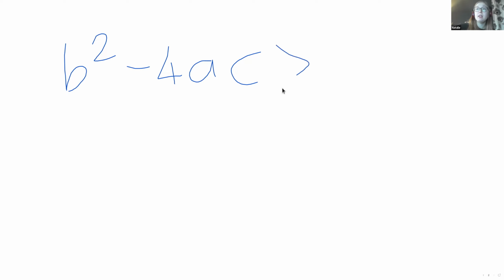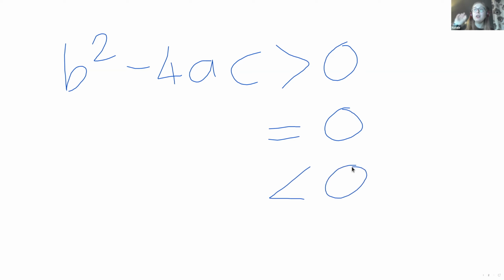So if it is greater than 0, it will have 2 distinct real roots. If it is equal to 0, you will get 1 repeated root. And if it is less than 0, then you have no real roots, which makes sense because you're trying to square root a negative number. And if you are asked to prove that an equation has no real roots, then you need to show the discriminant is less than 0. And that is a classic exam question that comes up.